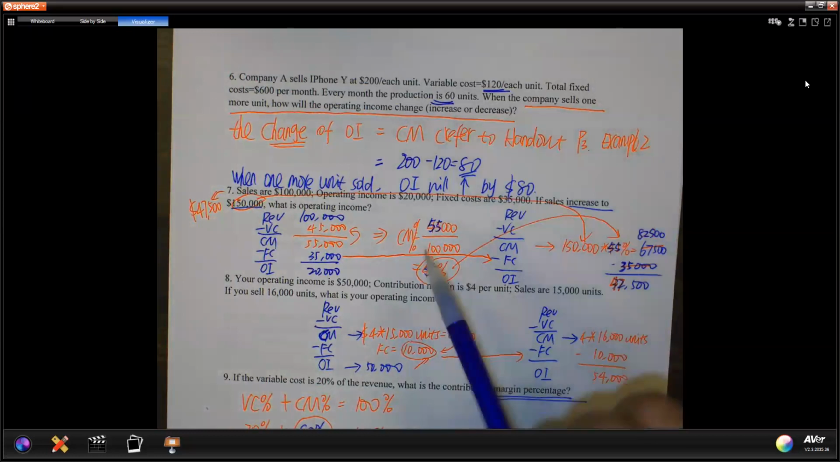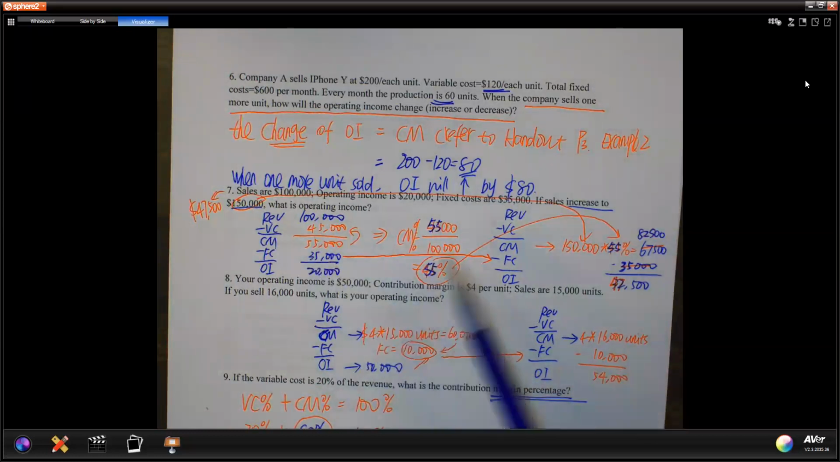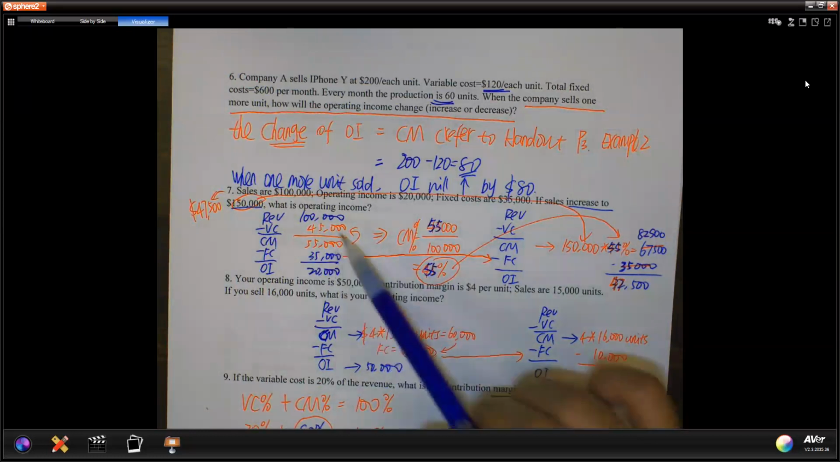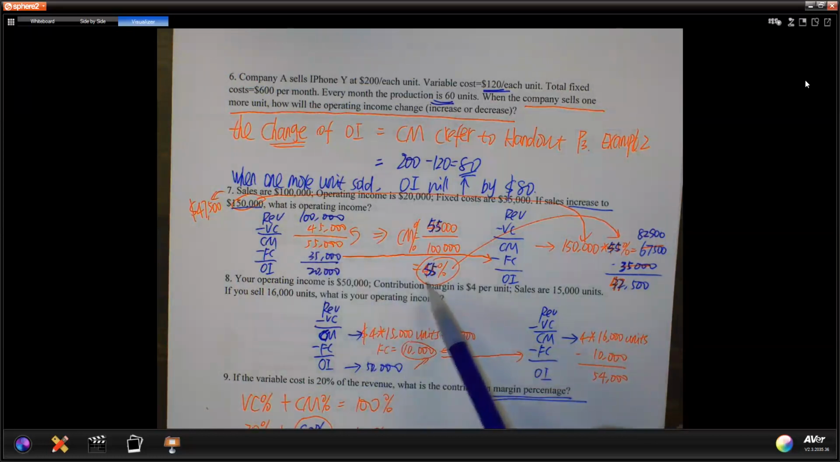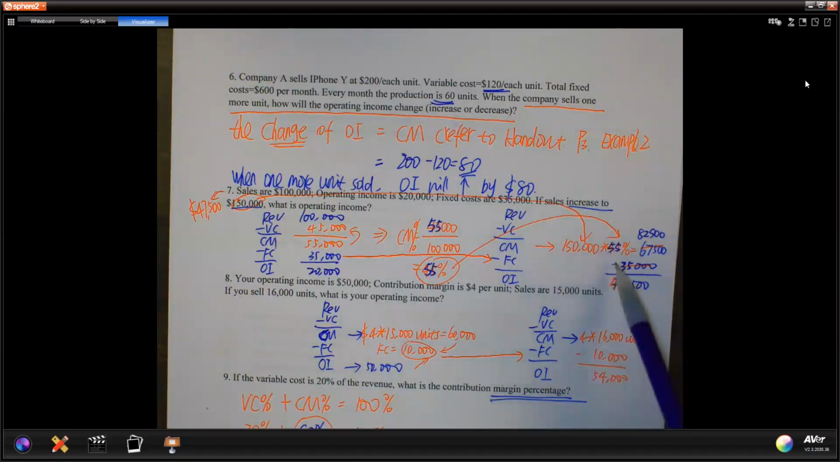So let's say that your beginning was that you had your revenue. We did this in class, so I'm not going to say too much. I think it's your take-home assignment. From that, you calculate that your contribution margin percentage is 55%. And now your revenue is increased to 150,000. Then your contribution margin will become a new number.